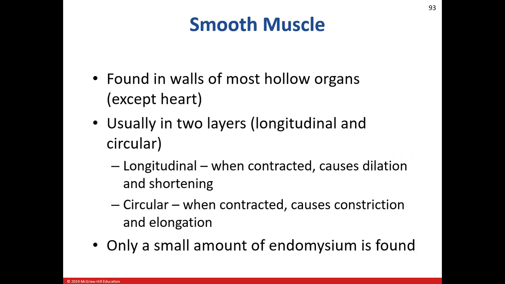Now, when we look at the longitudinal layer, when it contracts, it's actually going to cause dilation and shortening of the muscle and the organ. And when you look at the circular layer, when it contracts, it causes constriction and elongation of the organ and the muscle. One kind of caveat here is that we only find a small amount of endomysium in smooth muscle, whereas in skeletal muscle, we typically find a lot of endomysium.